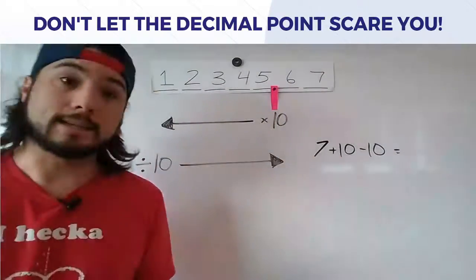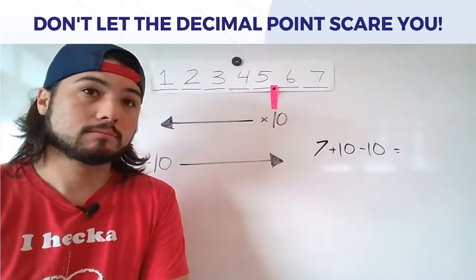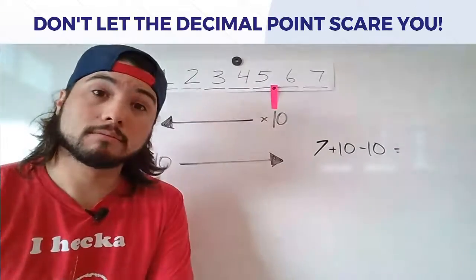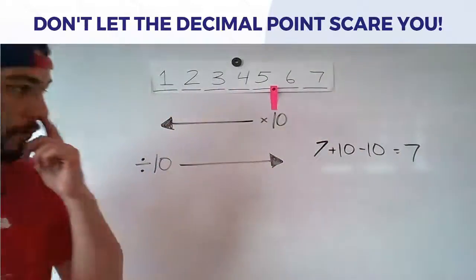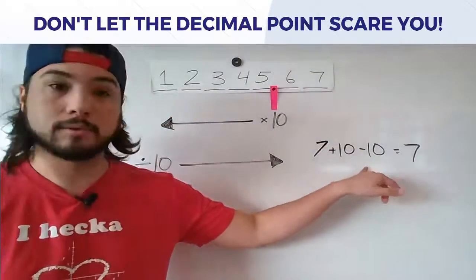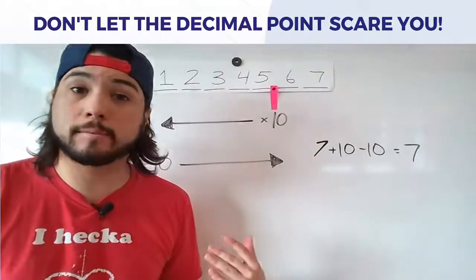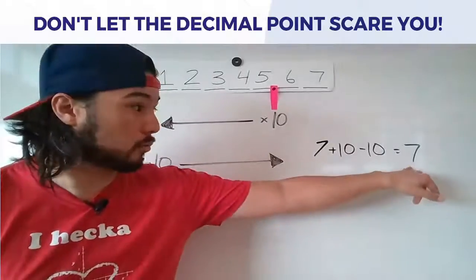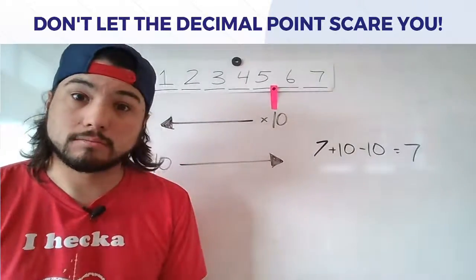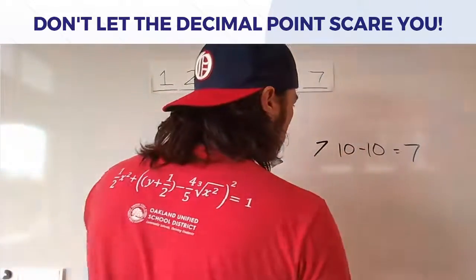Okay? 7 plus 10 is 17. 17 minus 10 is 7. Right? These are inverse operations, addition and subtraction. So if you add an amount to a number and then you subtract that same amount, essentially what you've done is you've canceled out what you just did and you end up right back at the start. Okay? This is also true for multiplication.